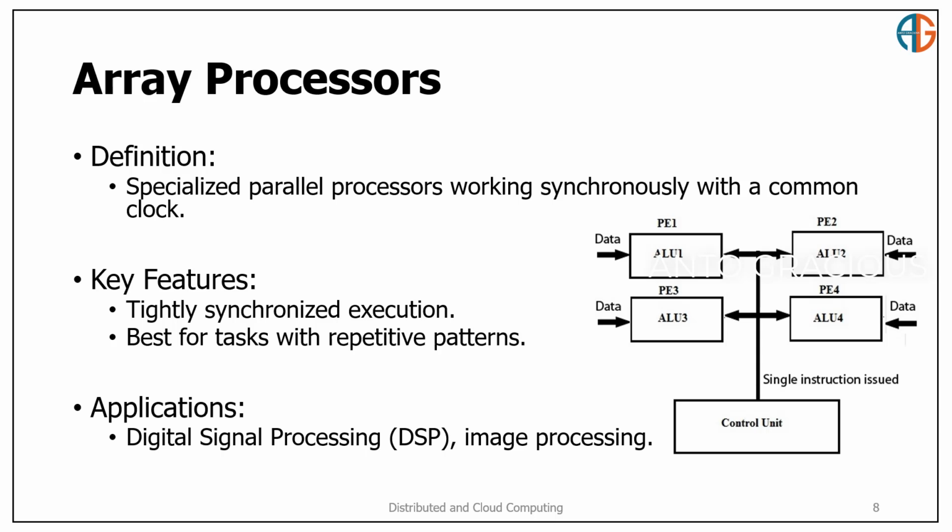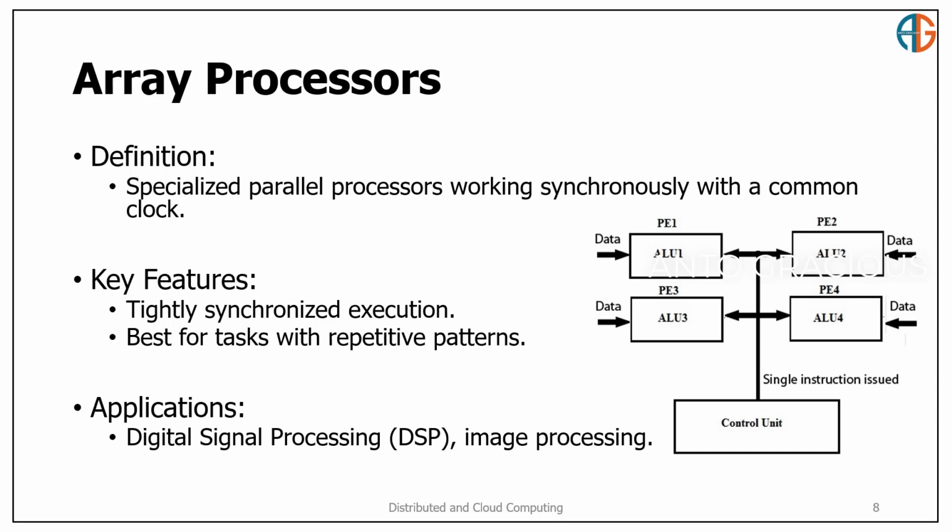Image processing. Here, large images are divided into blocks and each processor works on a part of the image. A real-world example would be video encoding, in which array processors handle multiple pixels at once, processing each frame simultaneously for faster video compression.